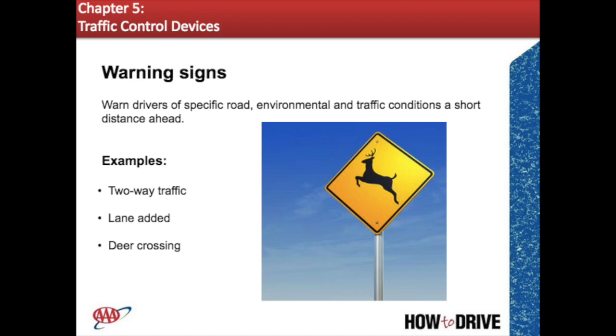Then we have warning signs. These warn drivers of specific road, environmental, and traffic conditions a short distance ahead. Examples of warning signs include two-way traffic signs, lane added signs, and a deer crossing sign.